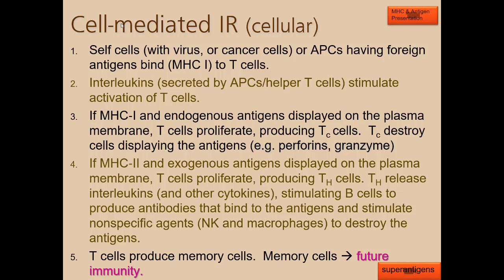So step 3, the APC has presented to a T cell. The T cells now become activated, the T helper. They then can activate other cells. They can also become memory cells. You can have helper memory cells. You can have cytotoxic memory cells. They're to help with future immunity. They become activated much faster when they come in contact with the same antigen another time, second, third, fourth, and so on. So let me show you this on a picture.